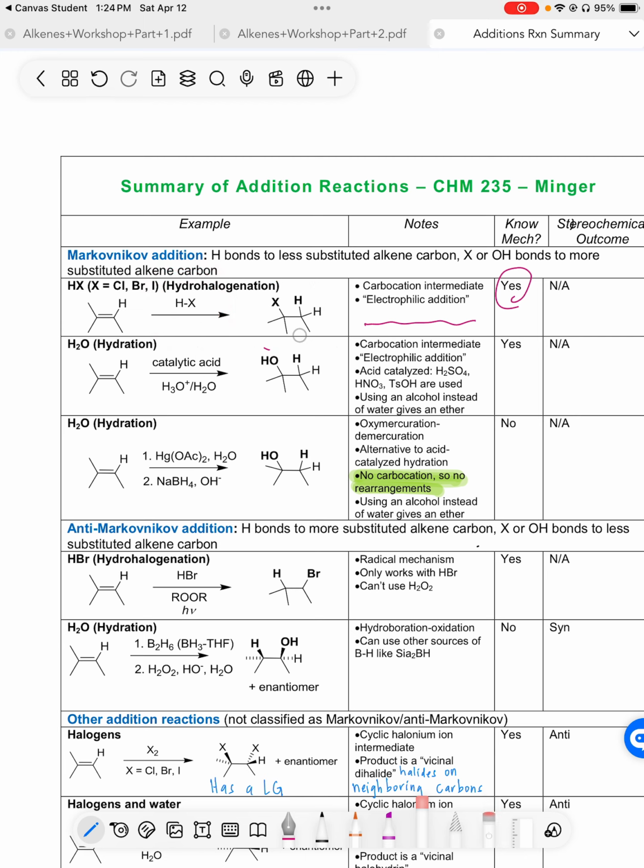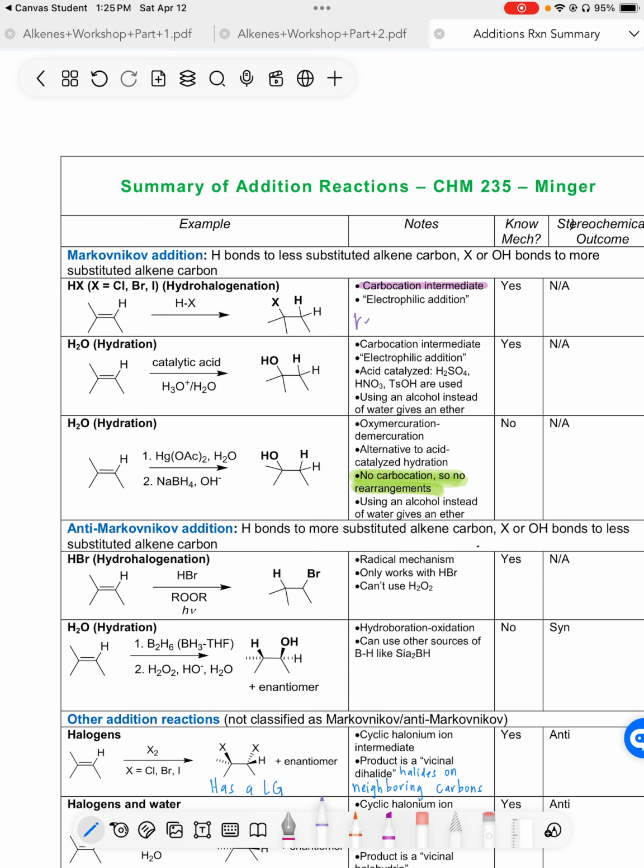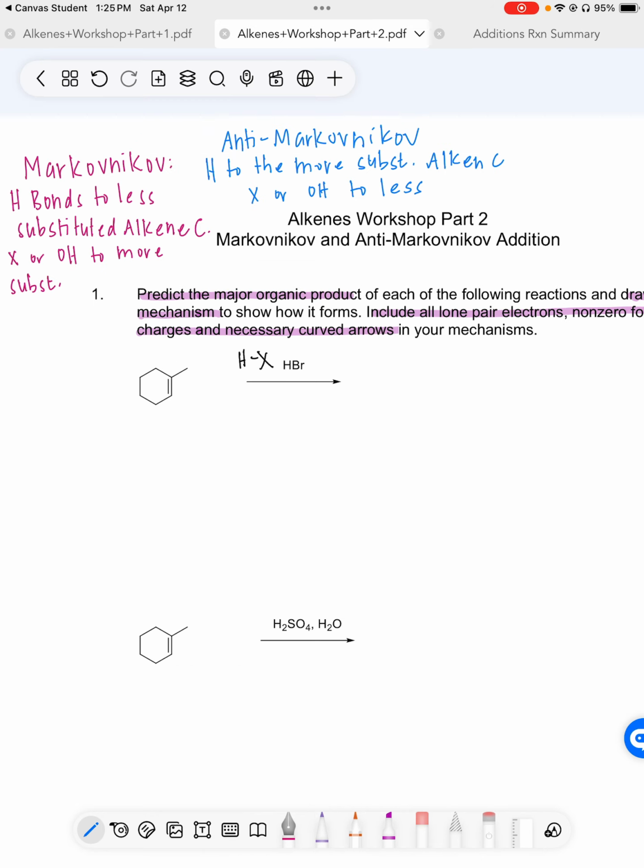We're going to do hydrohalogenation, Markovnikov. We need to know the mechanism, and it does come with a carbocation intermediate. So when you see a carbocation intermediate, you want to look for rearrangement. You need to look for rearrangement each time.